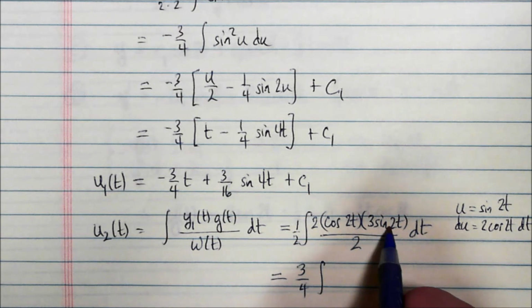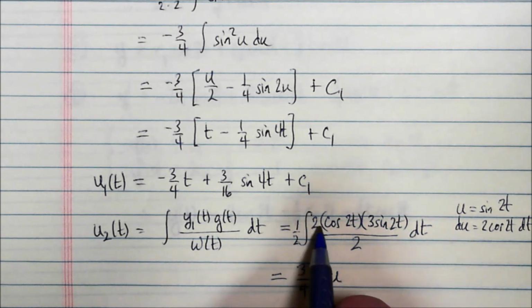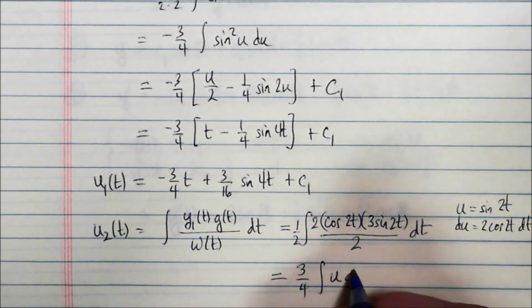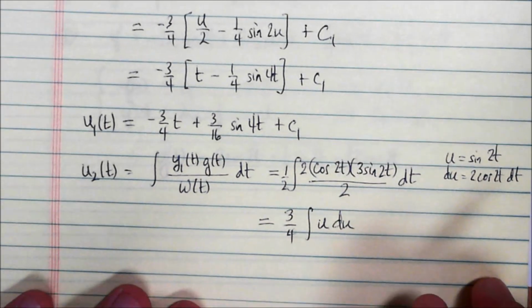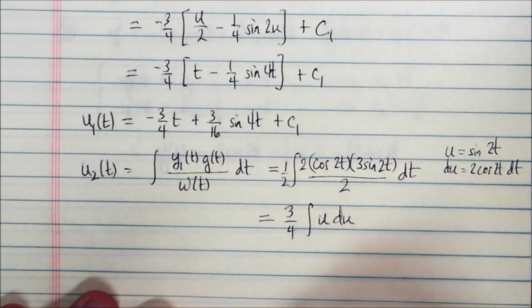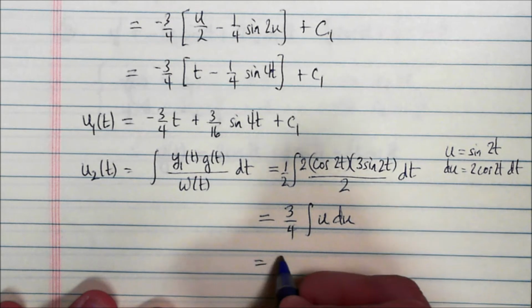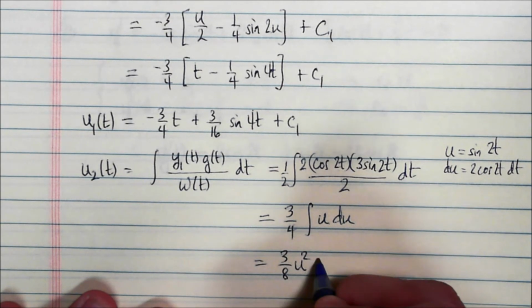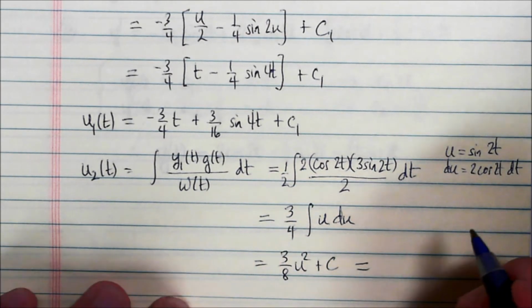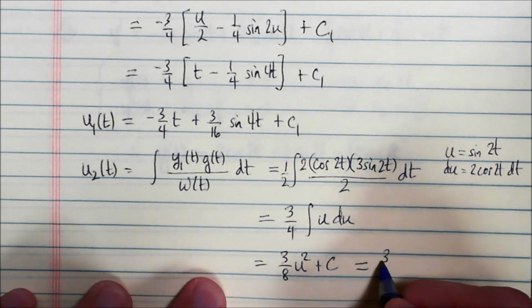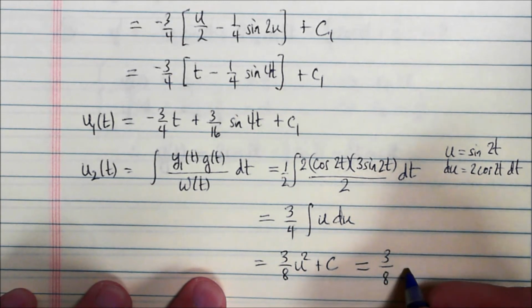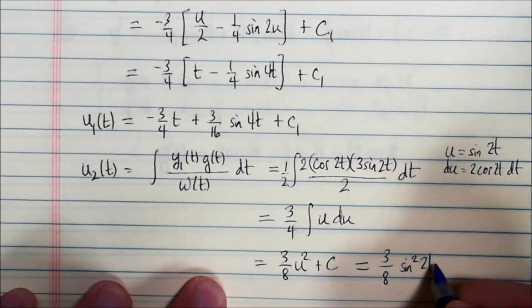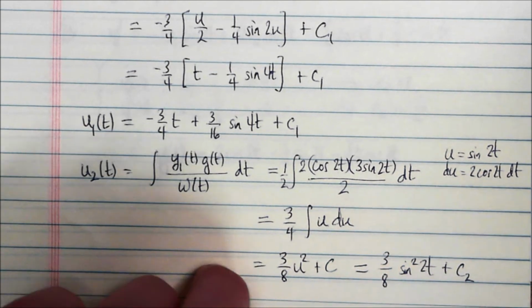The integral of sine 2t is u, and then 2 cosine 2t dt is my du. So I get 3/8 u squared plus c. And using my u substitution, that's 3/8 times sine squared 2t plus my constant c2.